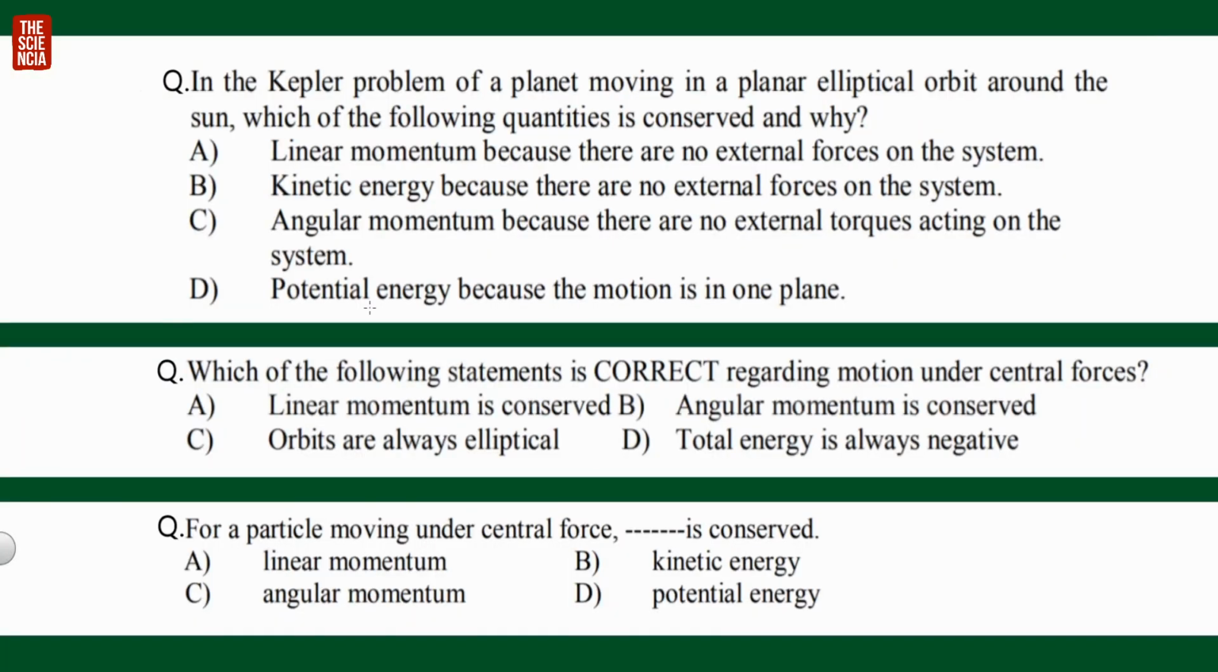See, these are various set questions and all are related to central force. In the first question, it is discussing planetary motion, and you know planets are moving under gravitational force, and we know gravitational force is a central force, right? So the first question is, which of the following quantities is conserved and why? I told you angular momentum will be the conserved quantity because there are no external forces acting on that system. And for the second question, again the answer is angular momentum is conserved.